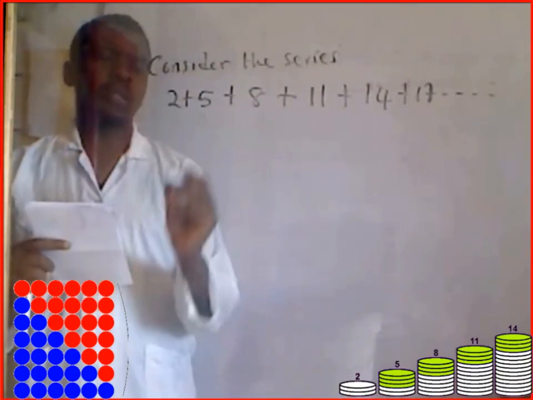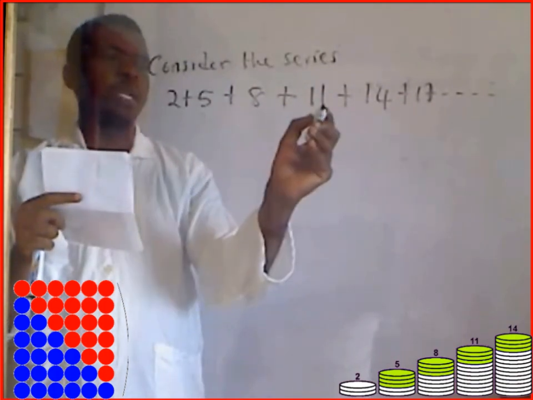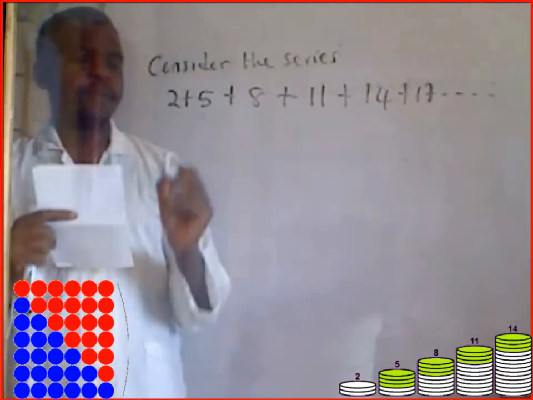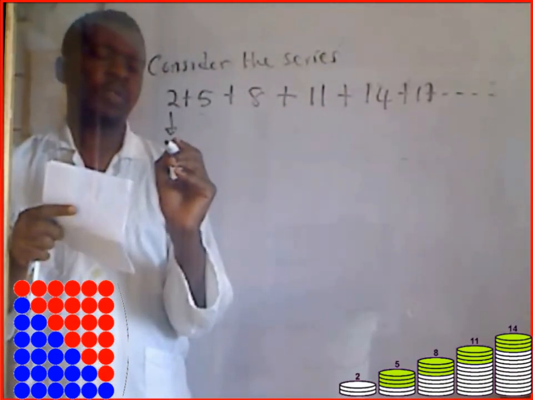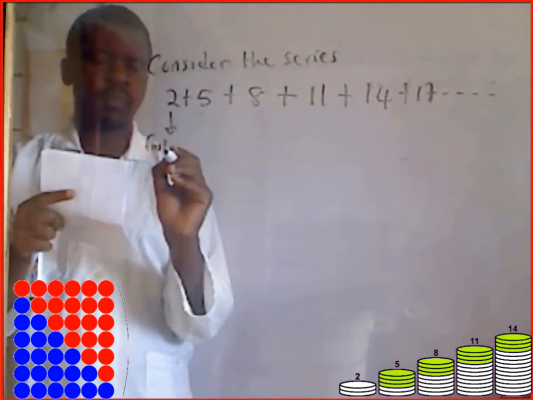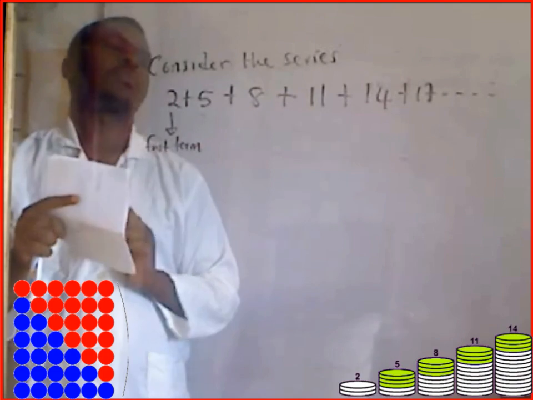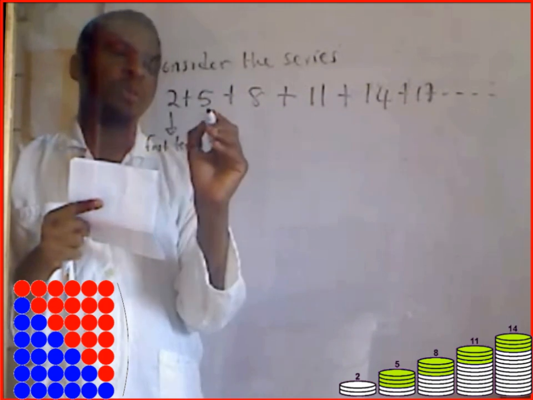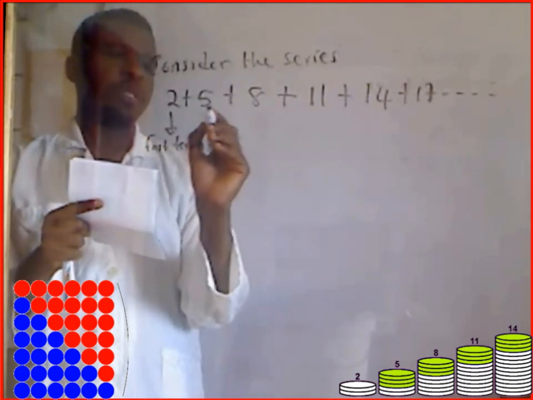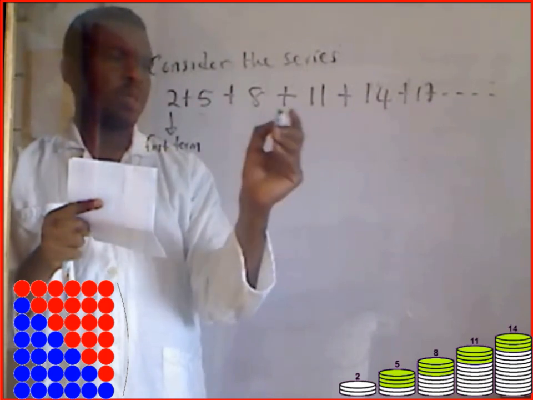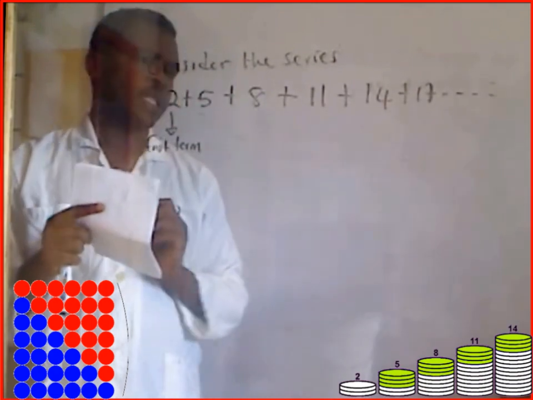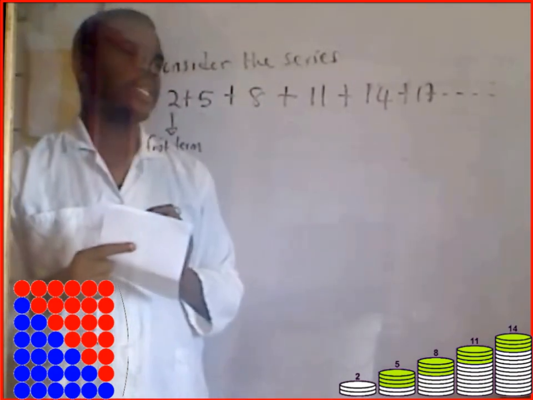We shall now look at arithmetic progressions. Consider the series 2 plus 5 plus 8 plus 11 plus 14 plus 17. The first term here is 2, and we get the next term by adding 3. So 2 plus 3 gives us 5, 5 plus 3 gives us 8, 8 plus 3 gives us 11, and 14 plus 3 gives us 17. So we have here an order for obtaining the terms.